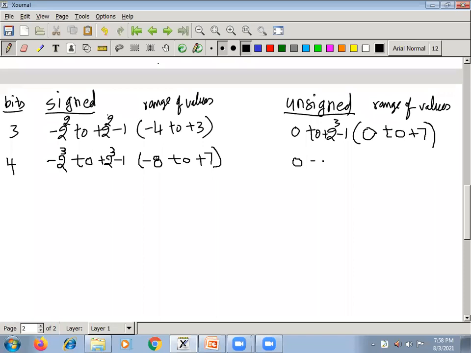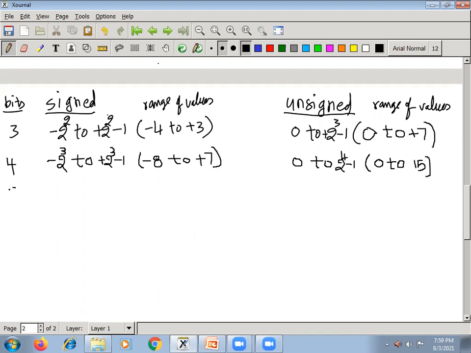Similarly, what are the unsigned values you can store? It is nothing but 0 to, because all the 4 bits are used for storing the number. Anyhow, it is positive: 0 to 2 power 4 minus 1. So 2 power 4 is 16 minus 1 is 15. So 0 to 15, total 16 unsigned numbers you can store when you have 4 bits.